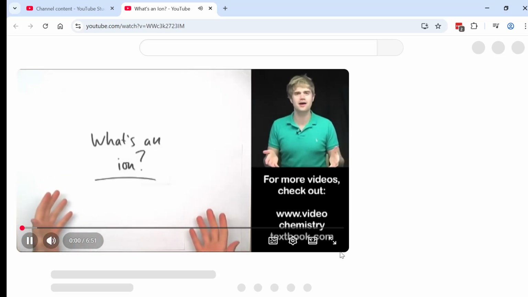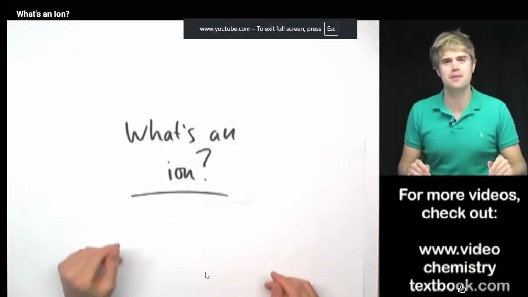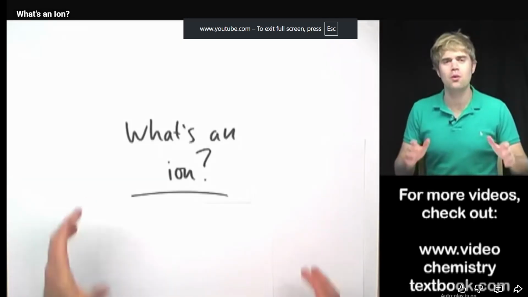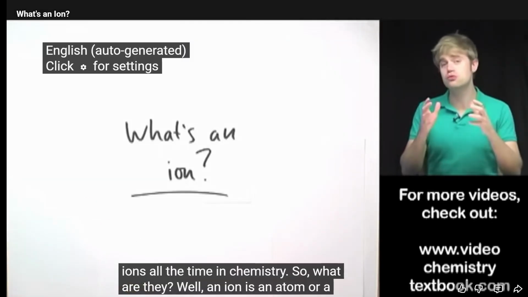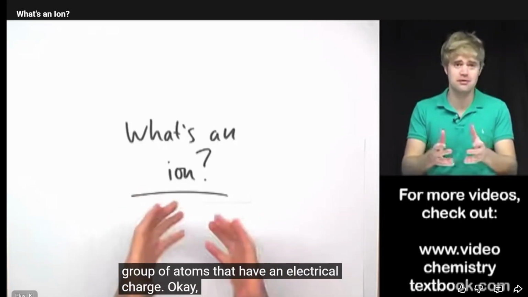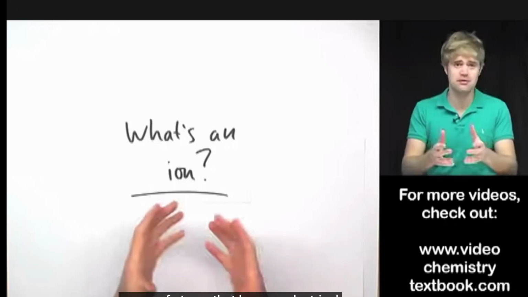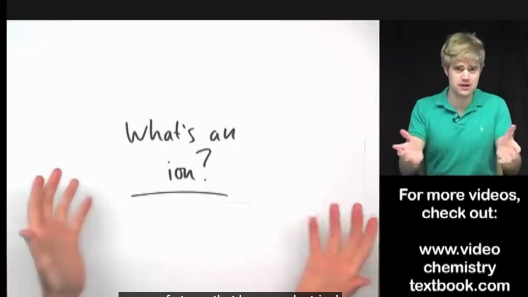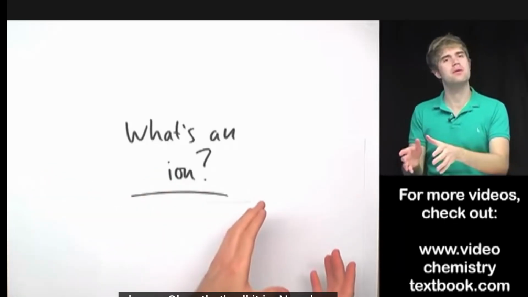Okay, what's an ion? People talk about ions all the time in chemistry, so what are they? Well, an ion is an atom or a group of atoms that have an electrical charge, okay? So normally atoms do not have a charge. Normally atoms are neutral, zero charge. But an ion is an atom with a charge. That's all it is.